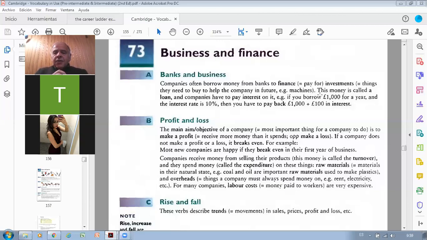Overheads are the things that you have to pay always. For example, if you have an industry, whatever, you are going to need a place where you have an office, and in that office you need to pay rent, you need to pay for the light, you need to pay for the water, etc. Okay, so these are the basic things that you have to pay. So these are called overheads. How would you say that in Spanish?